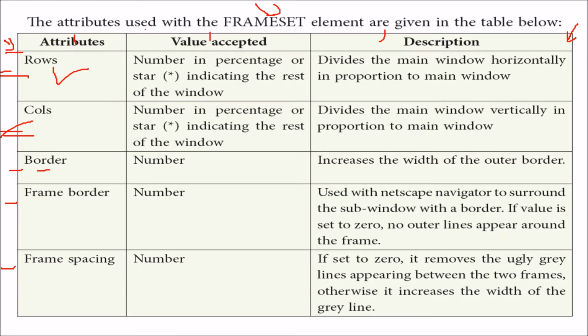What about the border? See, this is the border. Frame border. This is a frame. See, one is a frame. Sorry, the border of the frame set is this. The border of the frame is this. Then frame border, frame spacing. Now you want these two frames to be somewhat apart. You want a definite spacing between them. For that, you use frame spacing. These may be given in the percentage form or a number form.